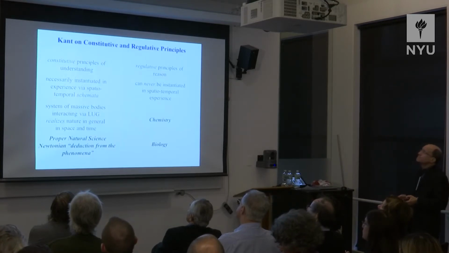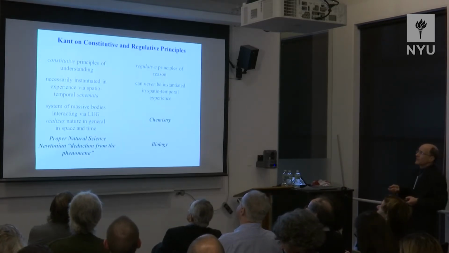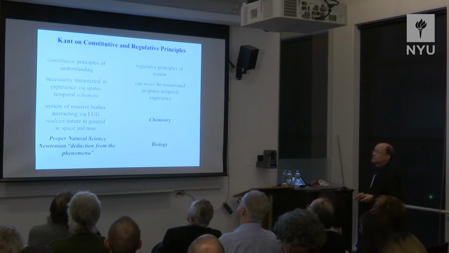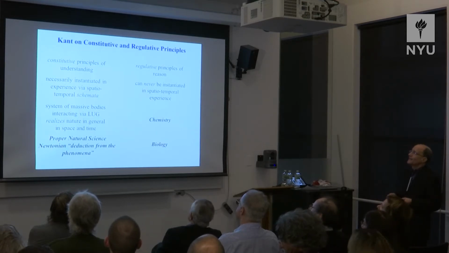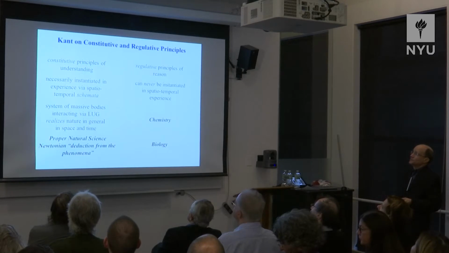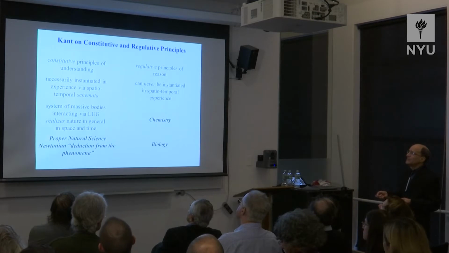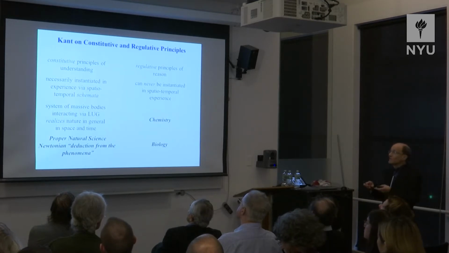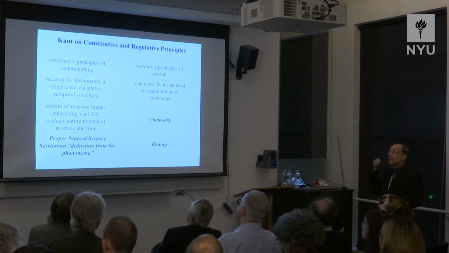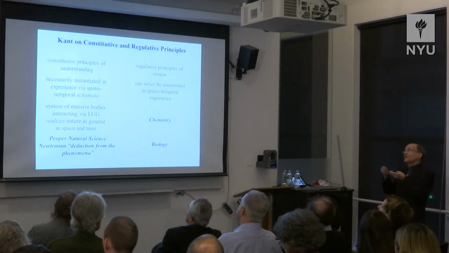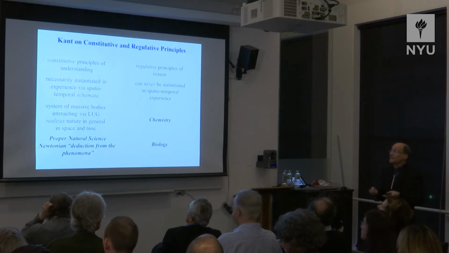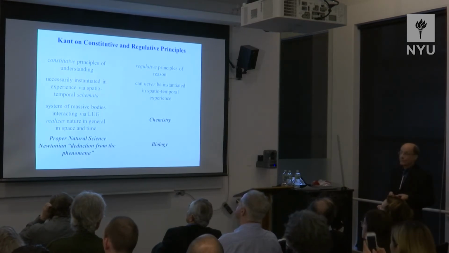So another way to think of it is this. Kant's distinction between constitutive and regulative principles, which we talked about in the first lecture and a half. The difference is that constitutive principles are necessarily instantiated in experience via spatio-temporal schemata. A schema is something the imagination does when it mediates between understanding and sensibility. So for example, if you think of a triangle, and then you think about the construction of a triangle, and you imagine that, that is a very simple example of a schema for a mathematical concept.